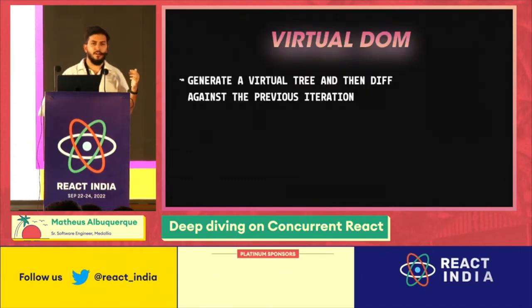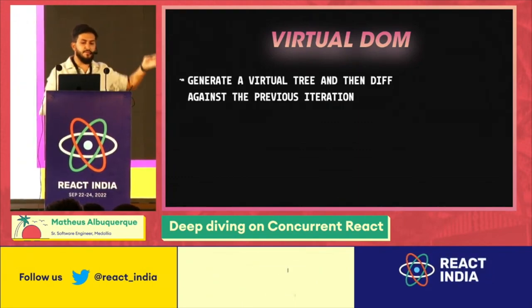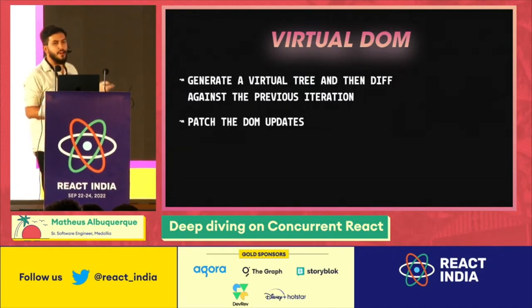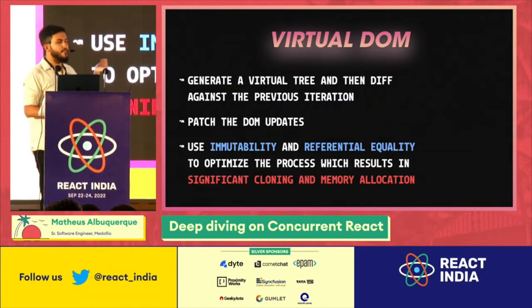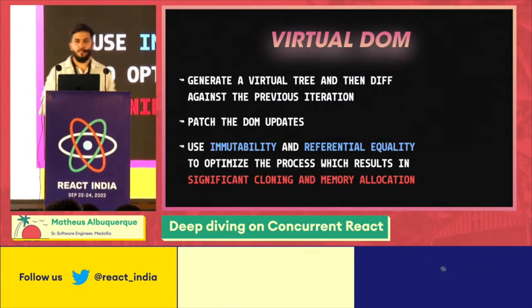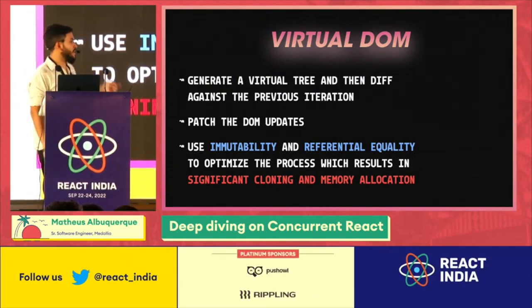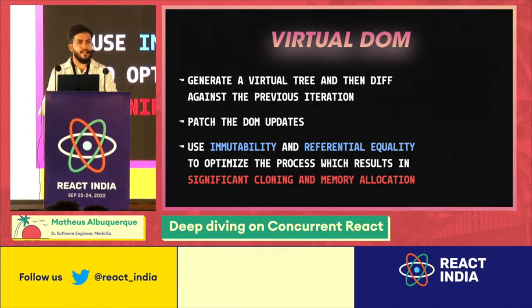But the point is, back to Virtual DOM. We know that Virtual DOM works by generating a virtual tree, and then you diff against the previous iteration, and once you have this diff, you patch the DOM updates. And we use a lot of immutability and referential equality to optimize this whole process, because in the end, we are still doing trees. But this results in a lot of cloning. And because you have a lot of cloning, you have a lot of memory allocation. And that's not the only thing.